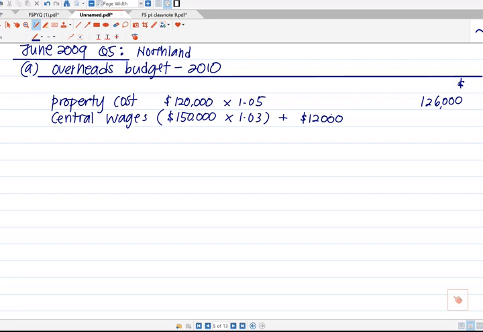But the 150,000 is a figure for 2009. Are you okay? This is for 2009. So to budget 2010, we add on 3%. But this 12,000 is already the amount for 2010, right? It's already after the 3%. So how much is the total? 166?